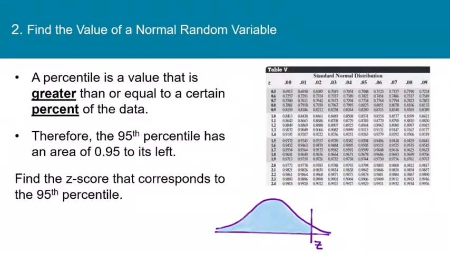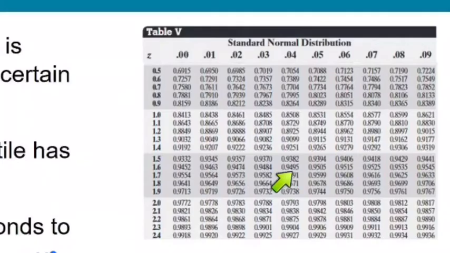That area is 0.95, and so I'm going to go to the table and look up an area of 0.95. I'm going to get as close as I can, and here I see 0.9495, and the next one that's a little over is 0.9505.